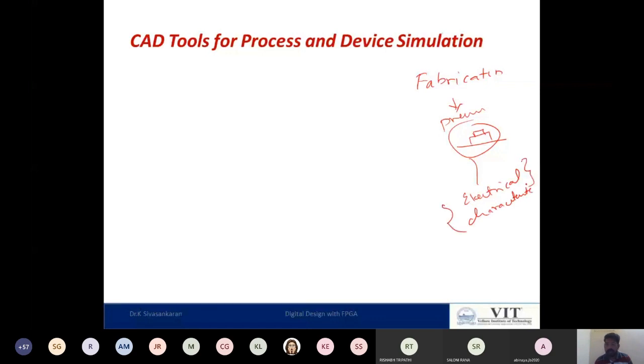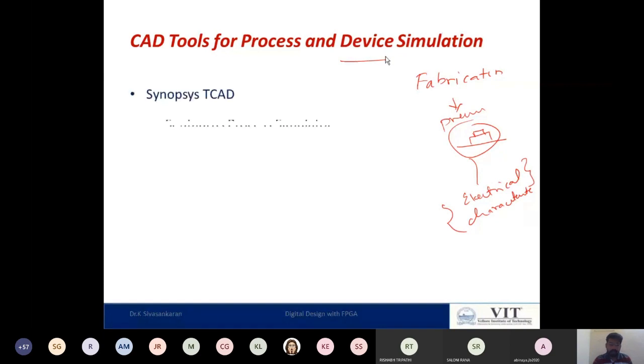There is another set of simulation tools which will be used for process and device level simulation. Where we talk about fabrication, that's what we call the process. Starting from the substrate and how you are developing a device structure. Then at the device level, again you can perform the electrical characterization of the device. In physics of VLSI, you'll be studying a little bit on this. So that comes under device level simulation.